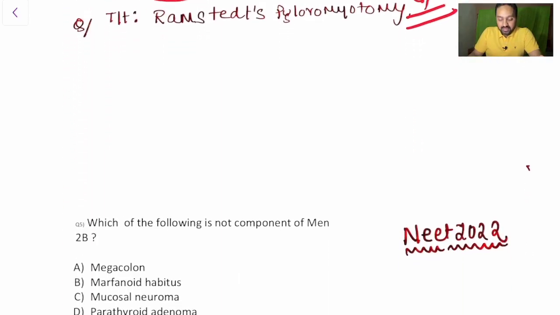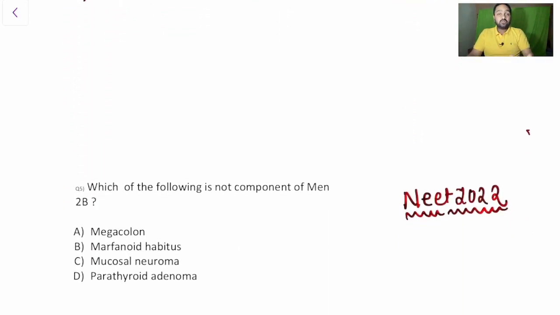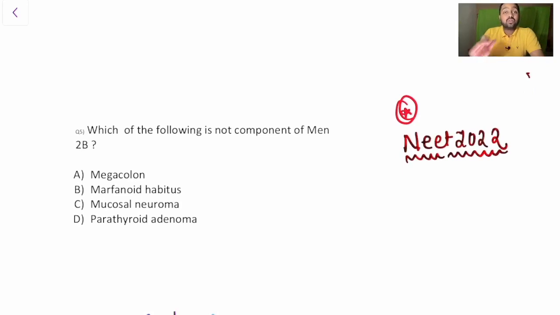And the last question that we would discuss in this video is regarding your MEN2 syndrome, which has been asked in your NEET 2022. So it was a very simple question that was put forward to you guys. Which of the following is not a component of MEN2B? Right, megacolon, marfanoid habitus, mucosal neuroma, parathyroid adenoma. The answer would have been a parathyroid adenoma.